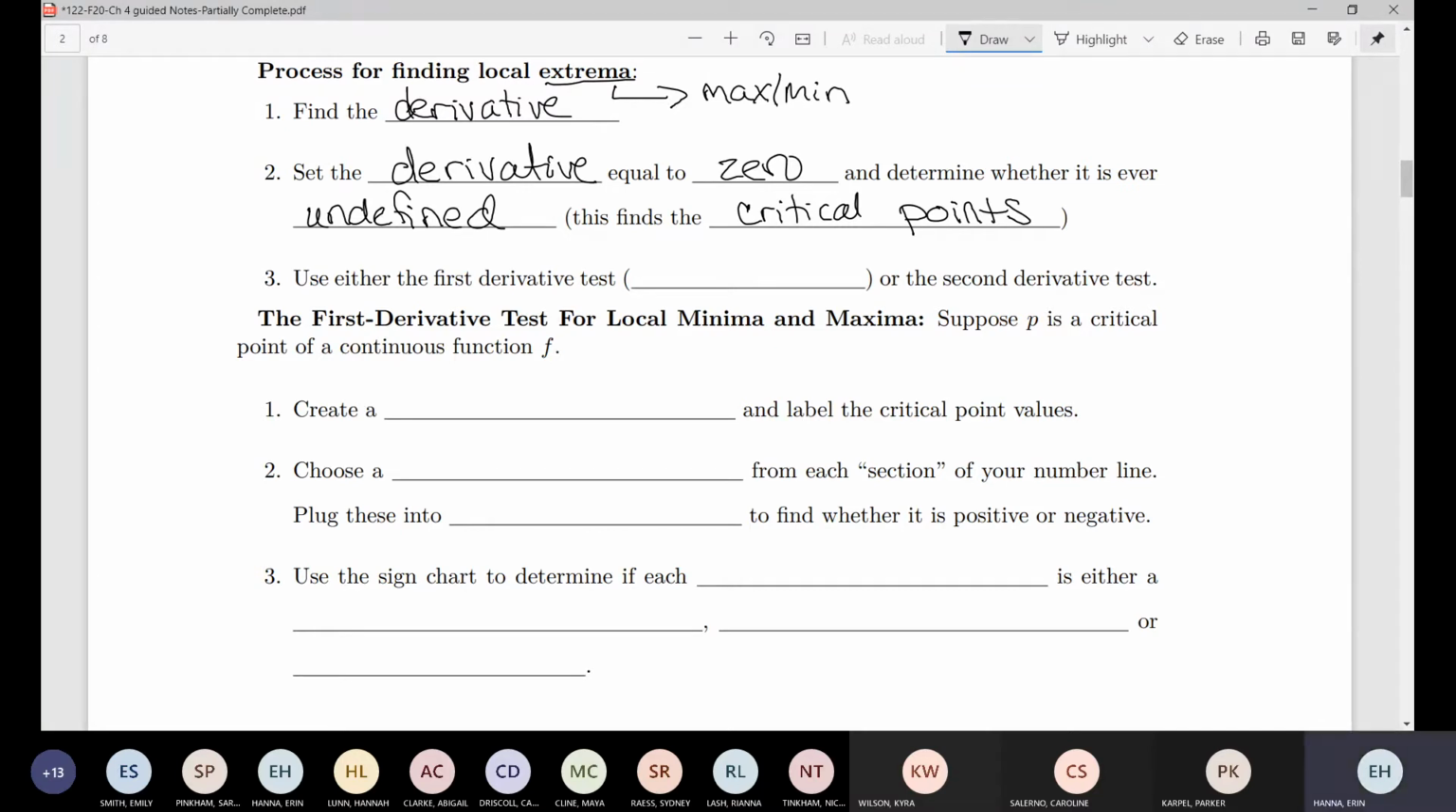Now from here onward in the process, you have 2 choices. We're going to talk about one of them today. I don't know if we'll get to the other one today, but probably on Tuesday. You can either use the first derivative test, which is highly suggested, or the second derivative test. The second derivative test can sometimes tell you nothing, and then you have to use the first derivative test anyway. So usually people just default to the first derivative test.